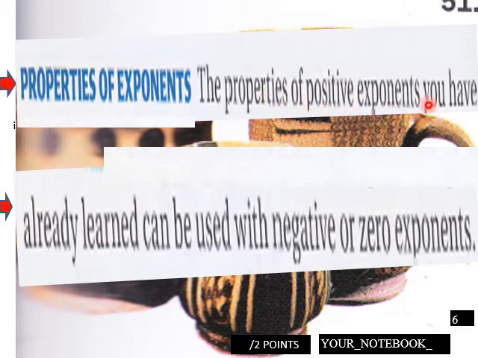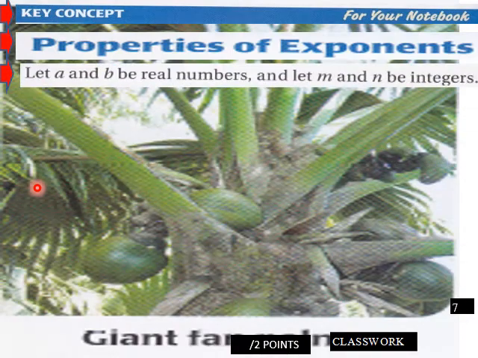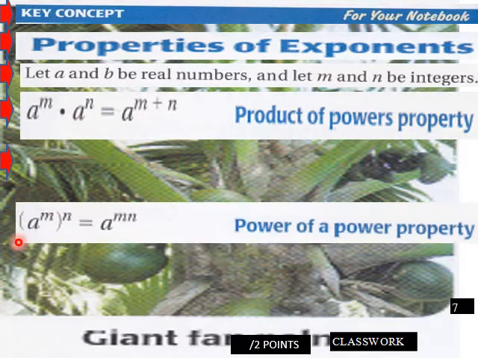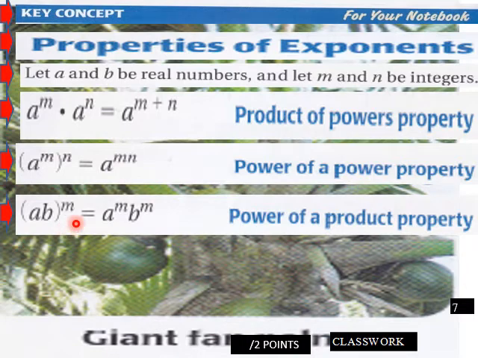Properties of exponents. Properties of positive exponents you have already learned can be used with negative or zero exponents. So let a and b be real numbers, let m and n be integers. We have the product of powers property, where we add our exponents. Then a to the m to the n is the power of a power. And then ab to the m is the same thing as a to the m, b to the m, the power of a product.